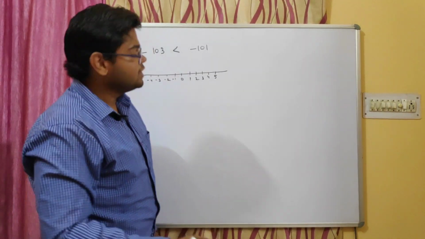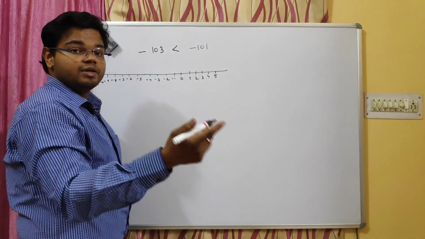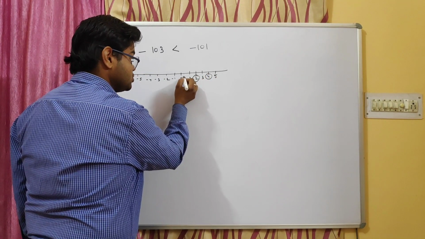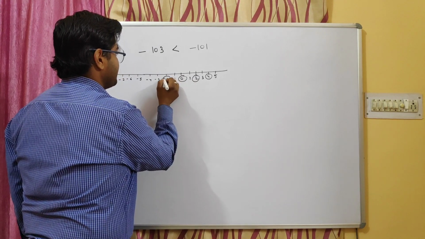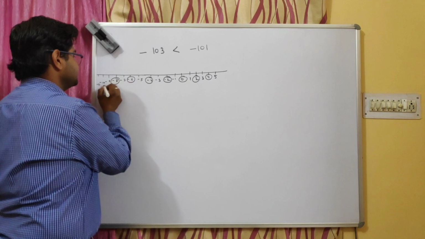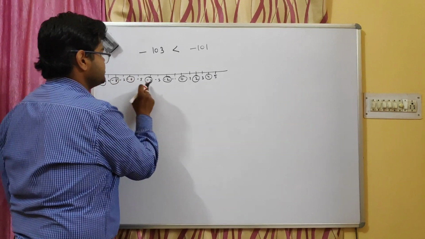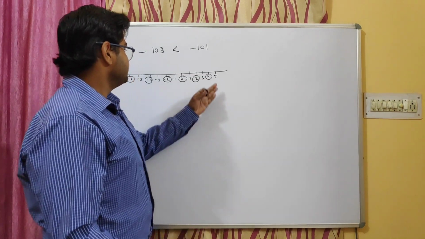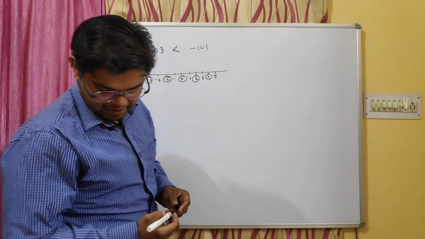The number of even integers. So children, we are looking after even integers. So 4, 2, 0 is also an even integer. 0, minus 2, minus 4, minus 6, minus 8, minus 10. So 1, 2, 3, 4, 5, 6, 7, 8. 8 are the number of even integers between 5 and minus 11.